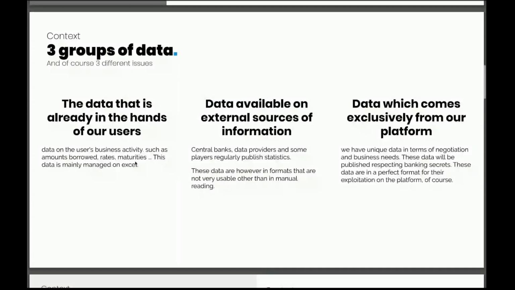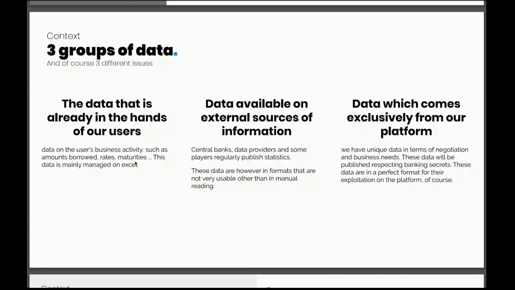So the data we use on our platforms are 3 groups of data, and of course 3 different issues. The first is data that is already in the hands of our users, basically information about their own activity, like the amount they borrow, the rates, the maturities, and all this data is managed on Excel. So a lot of risk, speaking about billions of euro each year, and they manage it with an Excel sheet. So in terms of reliability and security, we can do better.